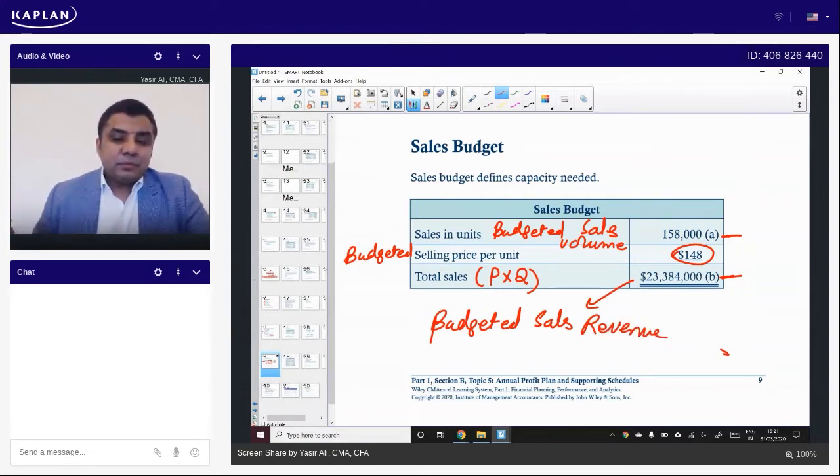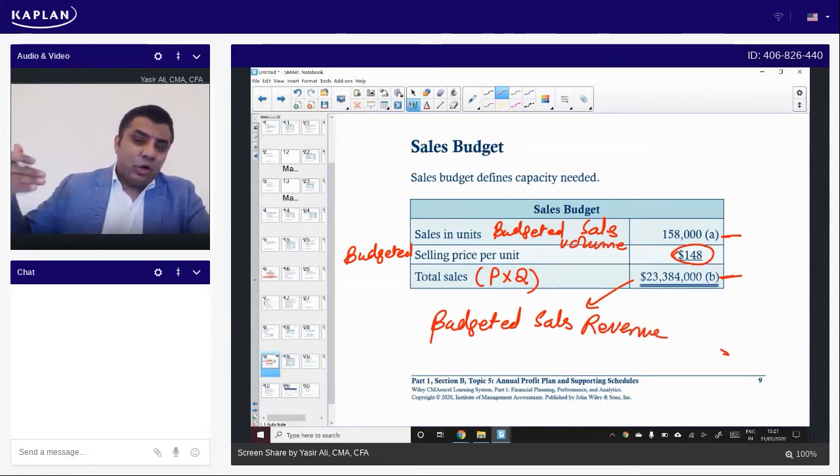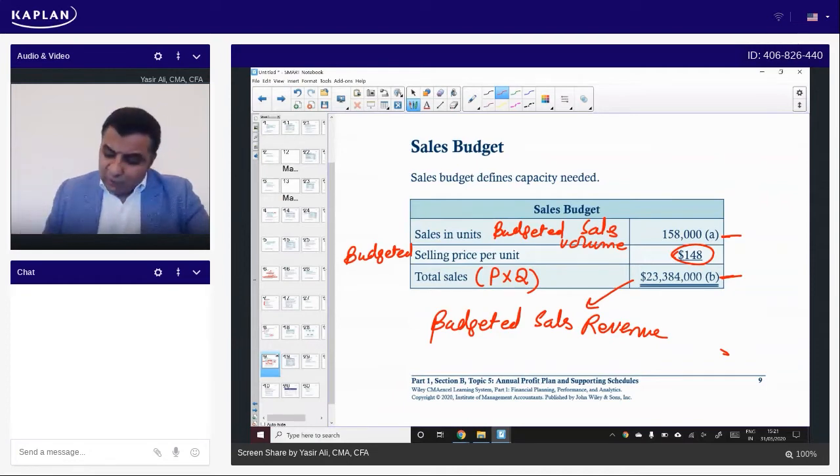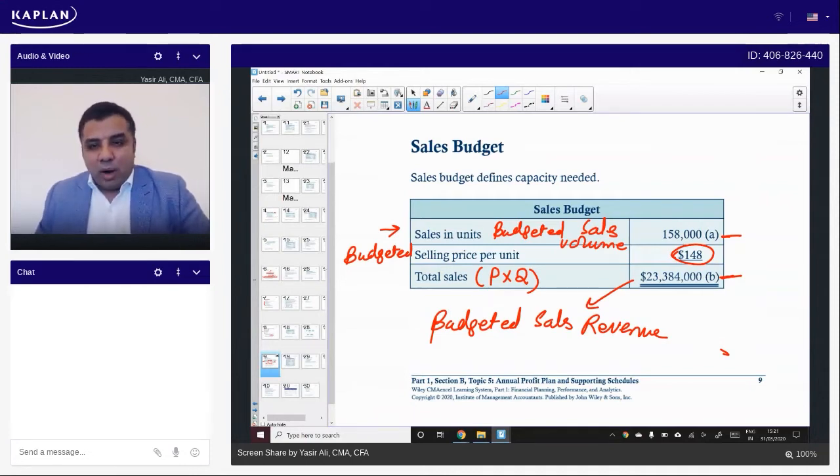Now, in the exam, this budgeted sales volume is usually given to you. It's an input in the exam question, right? So this is your first budget. This is the top line of your income statement. Let's move on to a more important calculation, right?